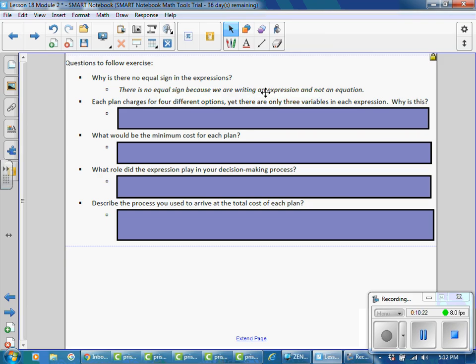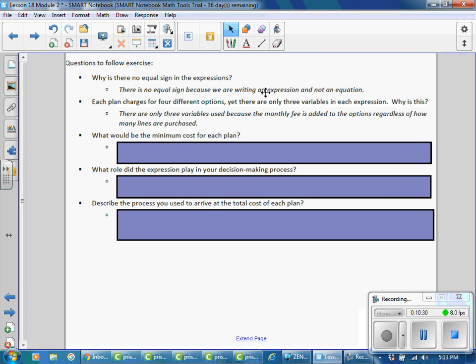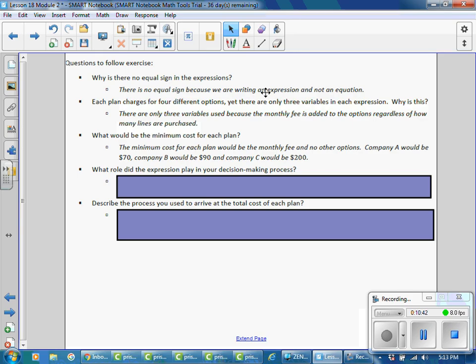Each plan charges for four different options, yet there are only three variables in each question. Why is this? There are only three variables used because the monthly fee is added regardless of how many lines are purchased. What would be the minimum cost for each plan? The minimum cost for each plan would be the monthly fee and no other options. Company A would be $70, Company B would be $90, and Company C would be $200.